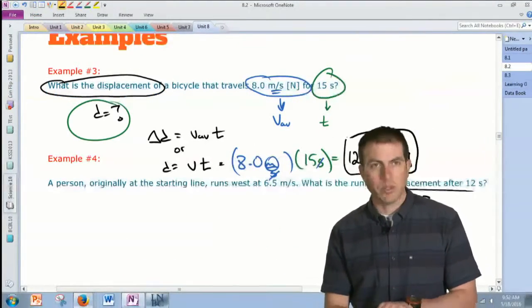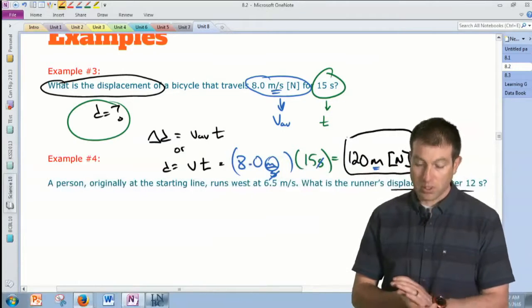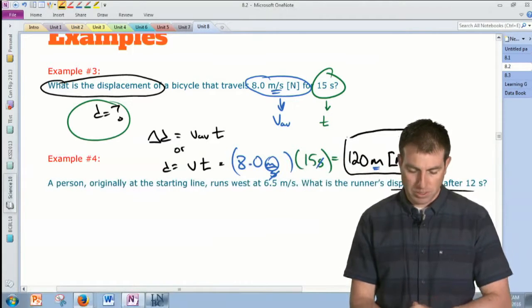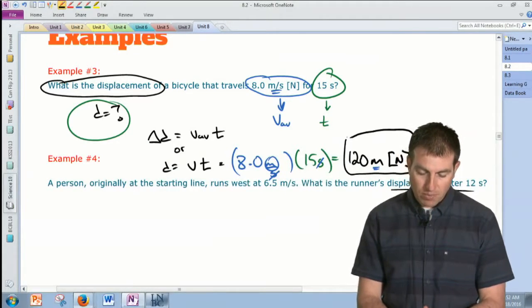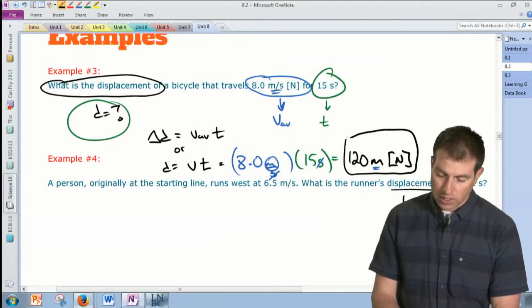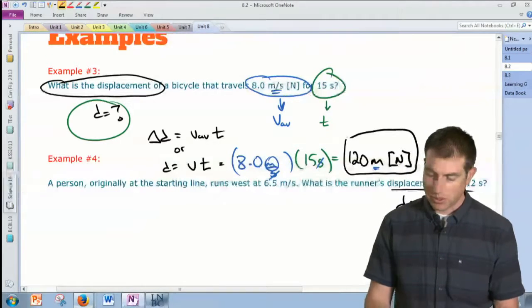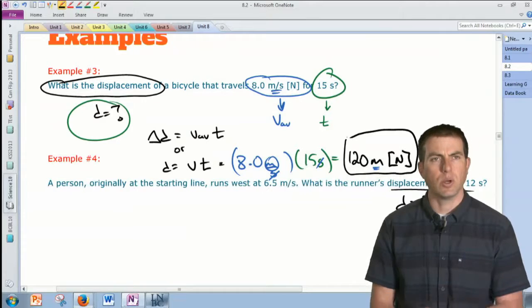I want you guys to do number 4. It's the exact same process. I have a feeling it's probably similar to something that's in the learning guide, or it might be the exact same question. A person at the starting line runs west 6.5 meters per second. What is the runner's displacement after 12 seconds?